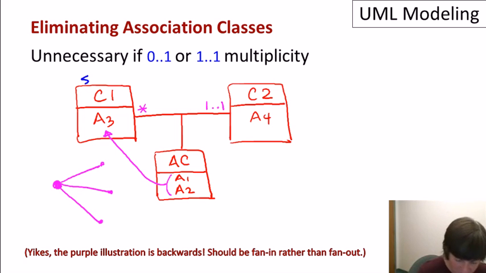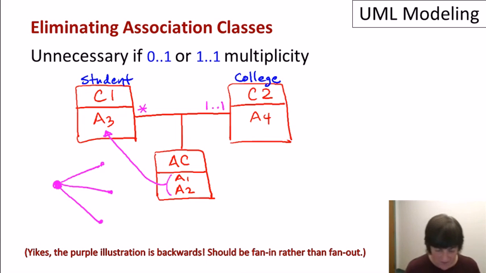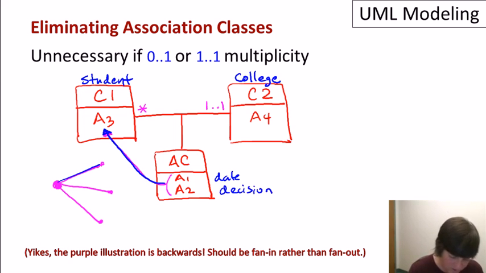So for example, if this class happened to be the student class and this was the college class, and we insisted that each student applied to exactly one college, then the attributes we had down here, the date and decision, could be moved into the student class because we know they're only applying to one college, so that would be the date and decision for the one college they're applying to.